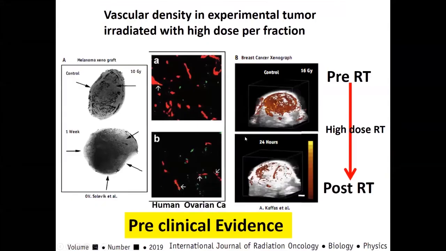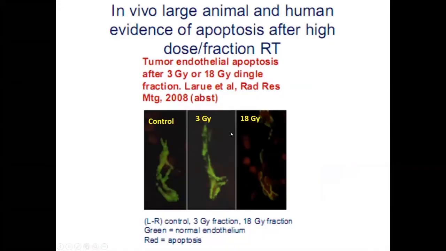There is enough preclinical evidence in literature which suggests that when you deliver a high dose of radiation, there is reduction in vasculature density, whether it is breast cancer xenograft or melanoma xenograft or ovarian carcinoma xenograft. There is a lot of evidence available in the literature. There is also preclinical evidence which suggests that when you deliver a high dose of 18 gray, apoptotic cells start appearing in the endothelial cell, which ultimately die and result in occlusion of the capillaries, which are not seen in control. And when you deliver a low dose of radiation, that is 3 gray.